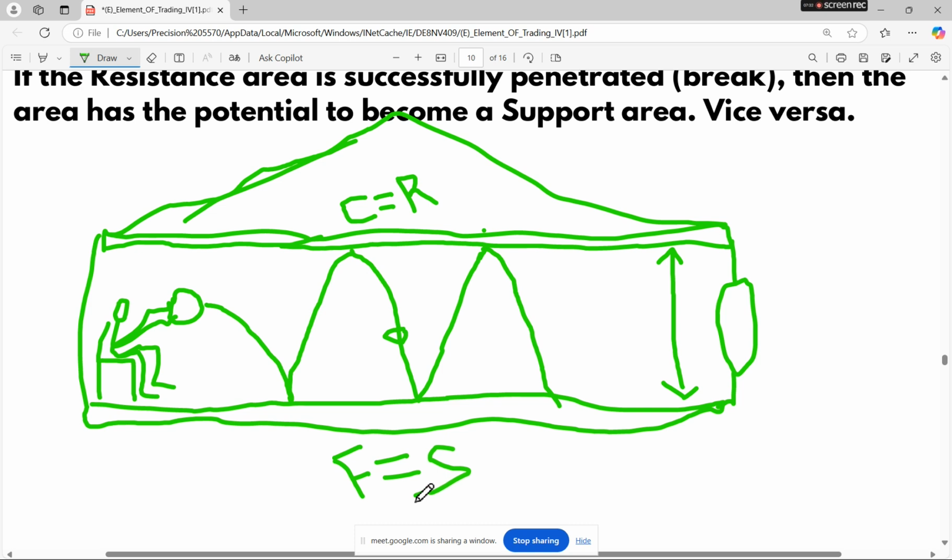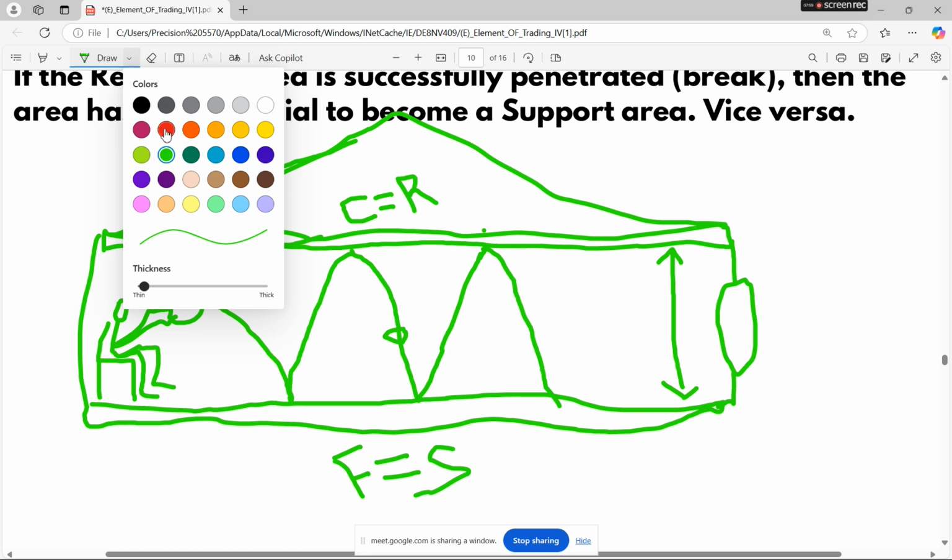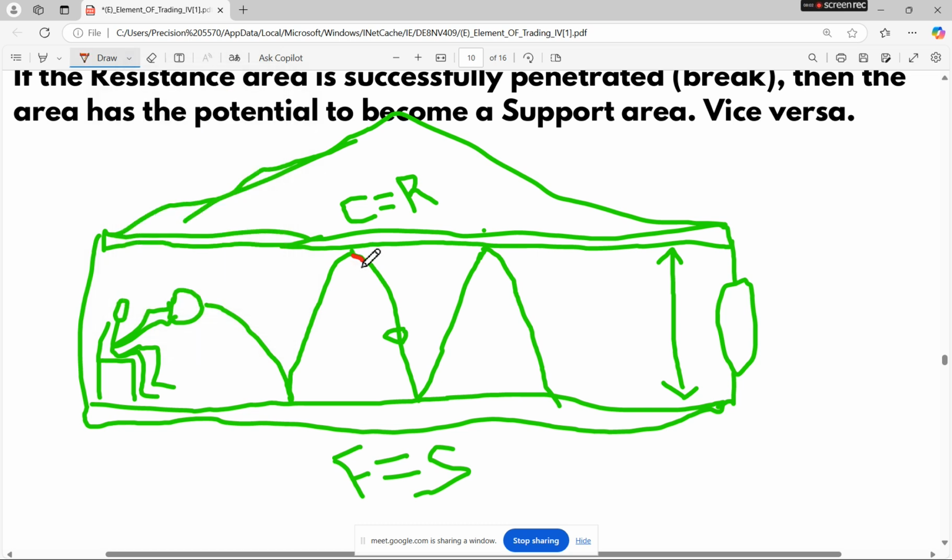Meaning, when the market comes down, reaches a support area, it starts coming up. When it comes up and reaches a certain point, it bounces off, and then it starts to go down. So this is how it is.